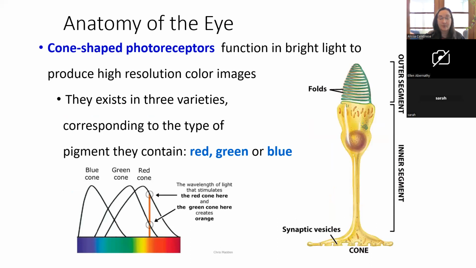Your cones pick up color. These are more focused in the middle of the retina at that fovea. Right? You've got three different types of cones, and they pick up overlapping wavelengths of light. So you've got red, green, and blue. And it's combinations of those three that allow you to see all across the visual spectrum of light. So if we're picking up a red cone here and a green cone there, your brain puts those together and perceives that as being orange.